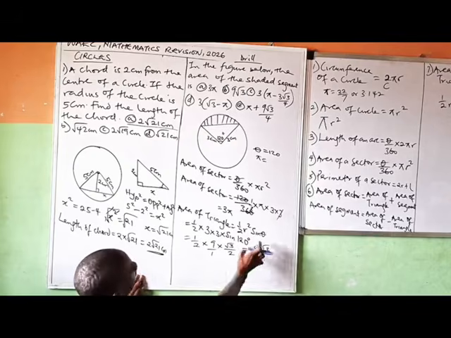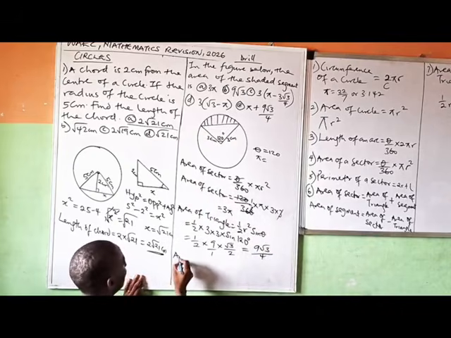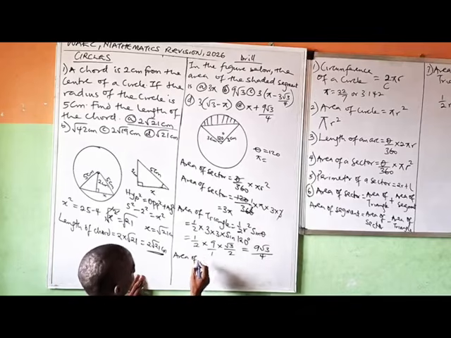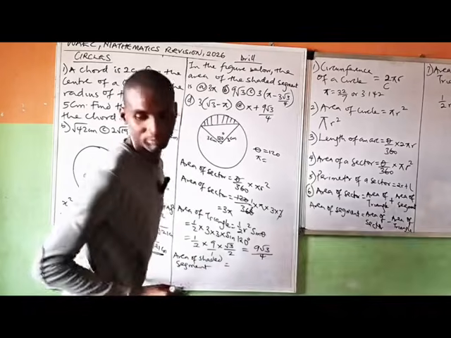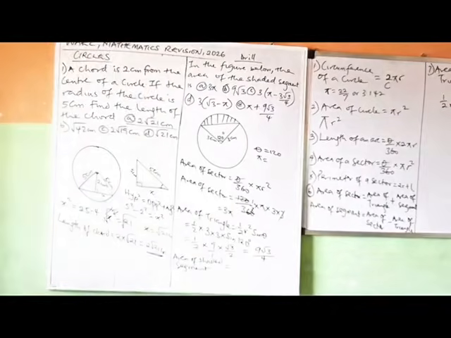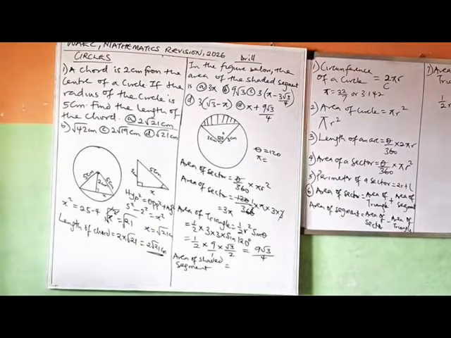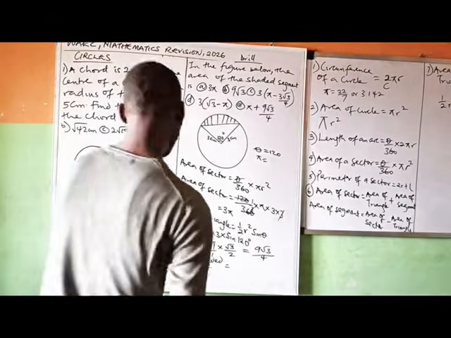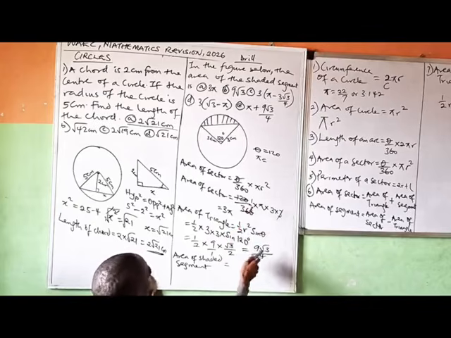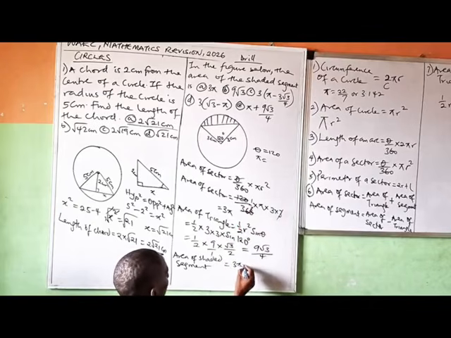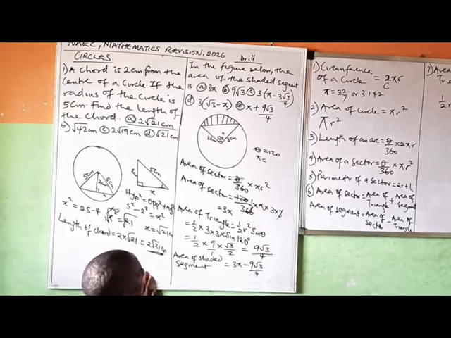Now, if you are going to bring it back to get the area of the shaded segment, area of shaded segment will be what? Area of sector minus this. So that would be 3 pi minus 9 root 3 over 4. Is that in the option?